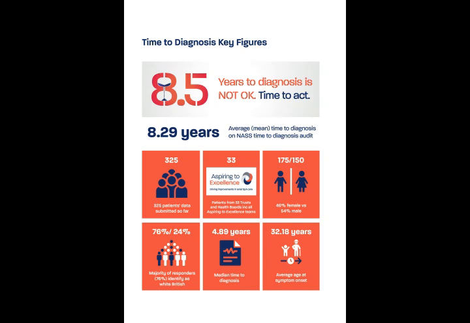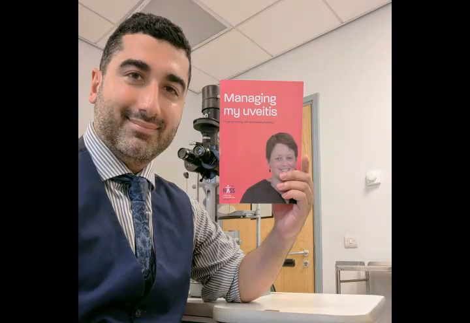But in the bigger picture, knowing that the mean delay is currently 8.5 years in the UK, and I'm not talking about uveitis patients, I'm talking about the whole population of AxSpA patients, 2 months is very little in that patient journey. And I think it just improves the diagnostic accuracy of the whole process. So I'd be in favor of that approach.